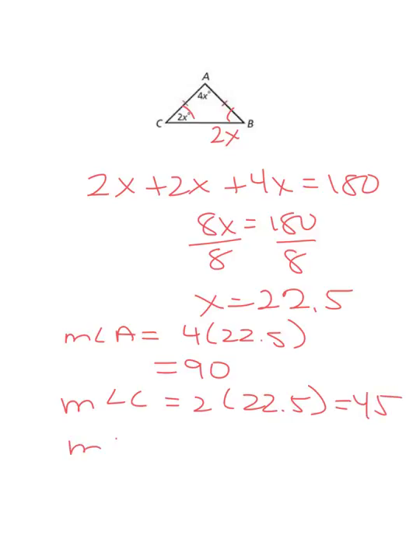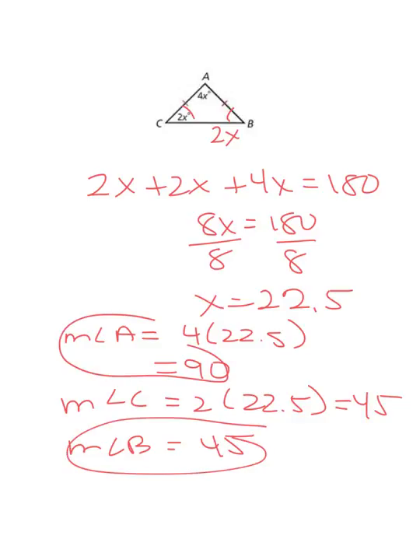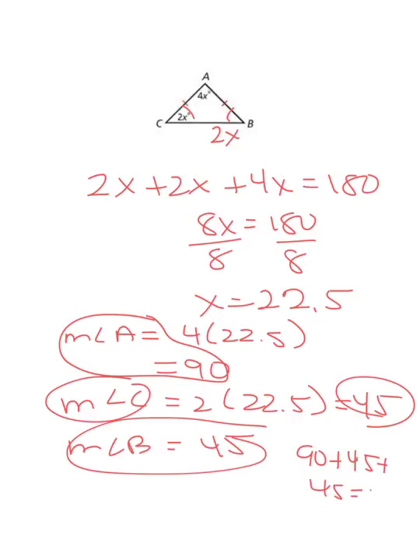Now I know the measure of angle B is going to be the same, that's also 45. So here are my measurements. Measure of angle A is equal to 90, measure of angle C is equal to 45, and the measure of angle B is also 45. Now I can double check my work to make sure that 90 plus 45 plus 45 equals 180, which it does, so I'm all set.